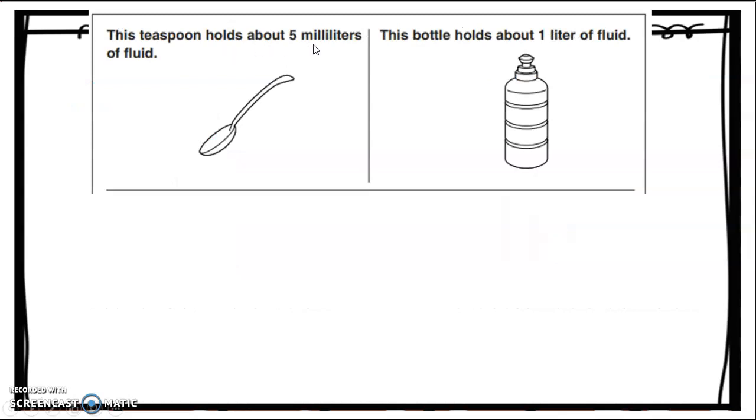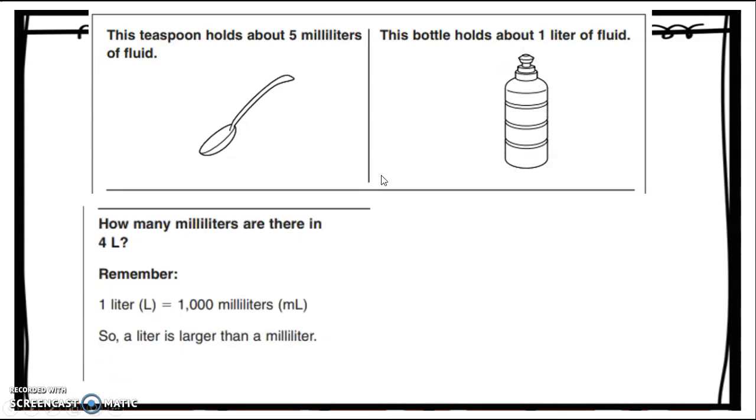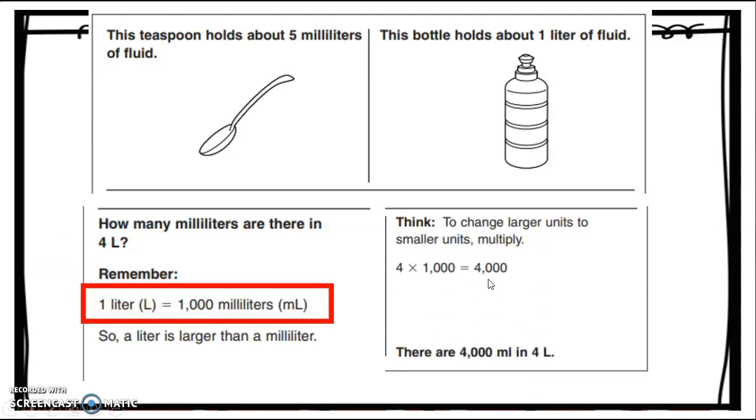This teaspoon holds about 5 milliliters of fluid. This bottle holds about 1 liter of fluid. So, how many milliliters are there in 4 liters? If 1 liter is 1,000 milliliters, then that means 4 liters would equal 4,000 milliliters. Again, we're multiplying by 1,000.